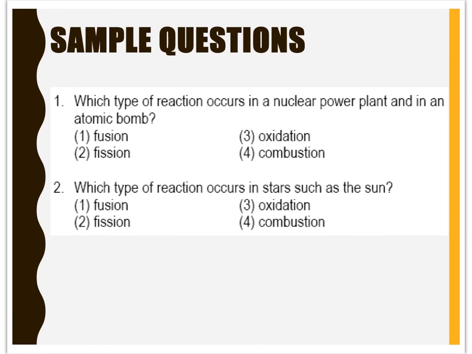These are two just old Regents questions, very straightforward. Which type of reaction occurs in a nuclear power plant and an atomic bomb? That would be involving uranium, and with uranium you're dealing with fission. And what type of reaction occurs in stars such as the sun? That would be fusion. So there's a nice little intro for fission and fusion.